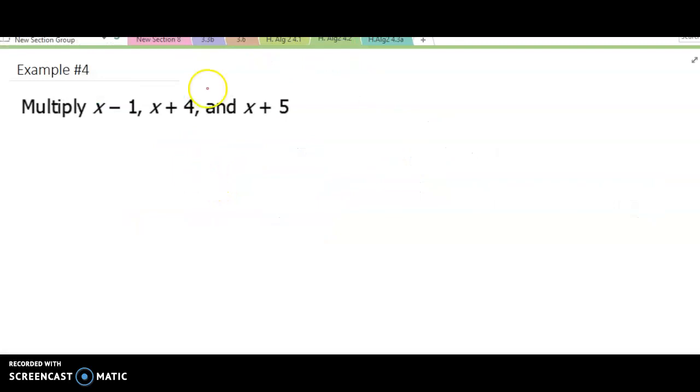All right, so if I look at example 4, this doesn't look complicated at all, but it can get a little bit messy. Okay, here I'm multiplying 3 polynomials together. So basically what I have is x minus 1 times x plus 4 times x plus 5. Now the key is to do 2 at a time, and it doesn't matter which 2 you choose. Get a new polynomial, and then multiply that polynomial by the third polynomial.